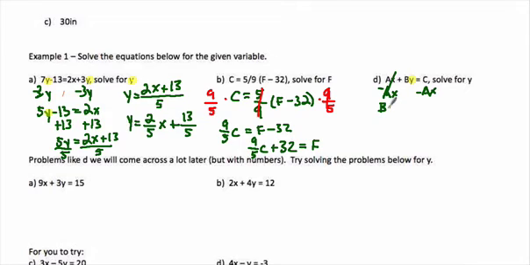Now I have by equals, I cannot combine these, so I'm just going to go c minus ax. And now lastly, I need to divide by b. So now I have y equals c minus ax all over b.